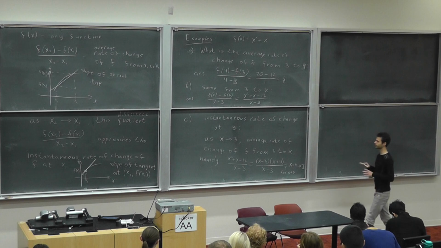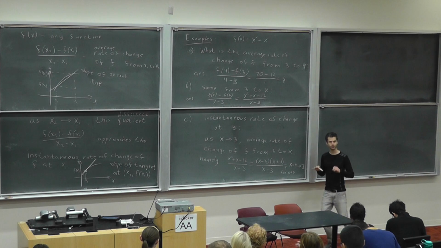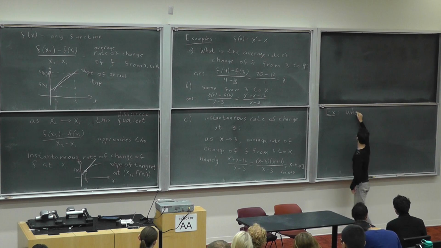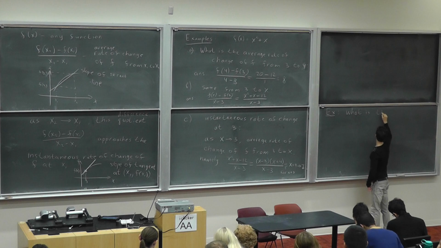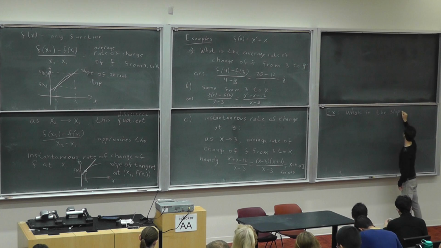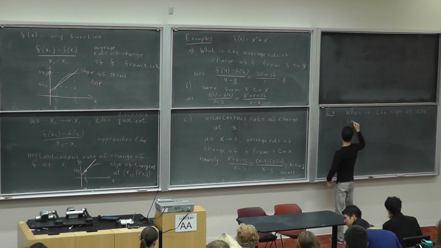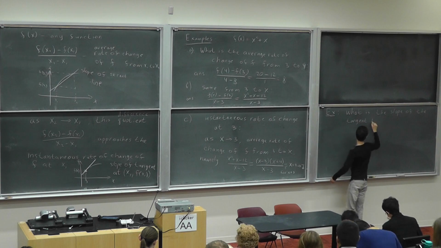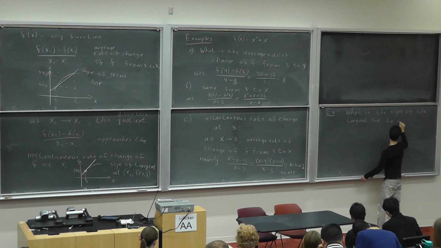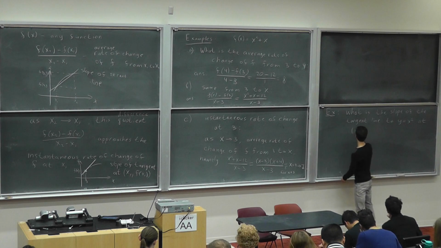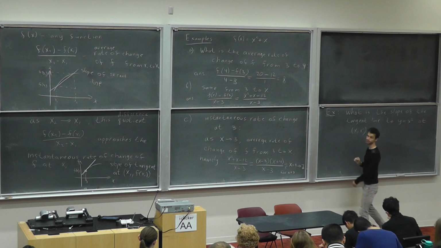Alright, so let me turn up the level of abstraction one notch further. So next example would be like this. What is the slope of the tangent line to y equal to x squared at x comma x squared?